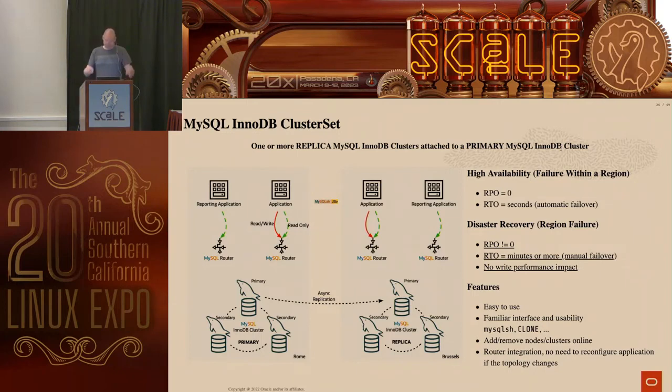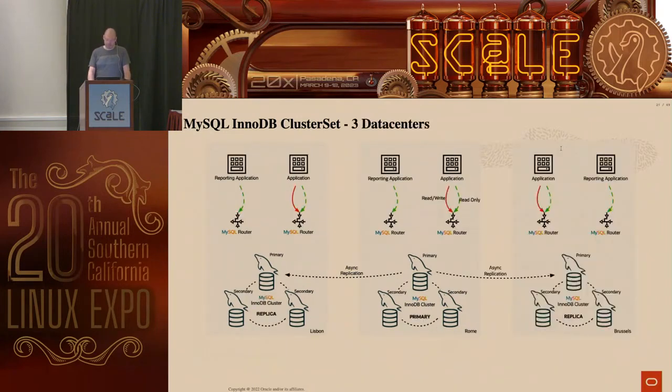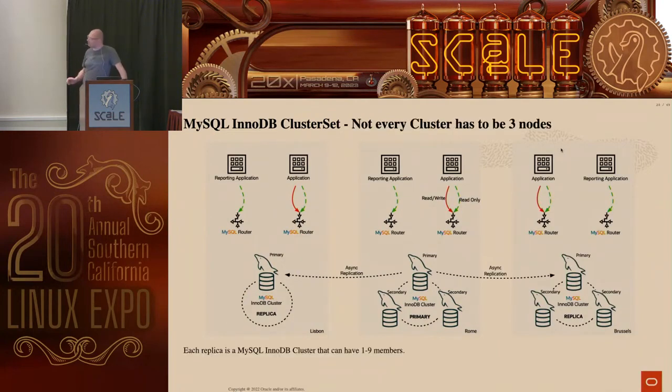All of the same behavior for adding and removing nodes, removing clusters, router integration. All of this is the same. You can add 3 data centers if you want, in this case. And I think the next one, you don't even have to have 3 members in each. You can have a single member. It's not going to provide high availability within the Lisbon data center on the left, for example, but it will still work.